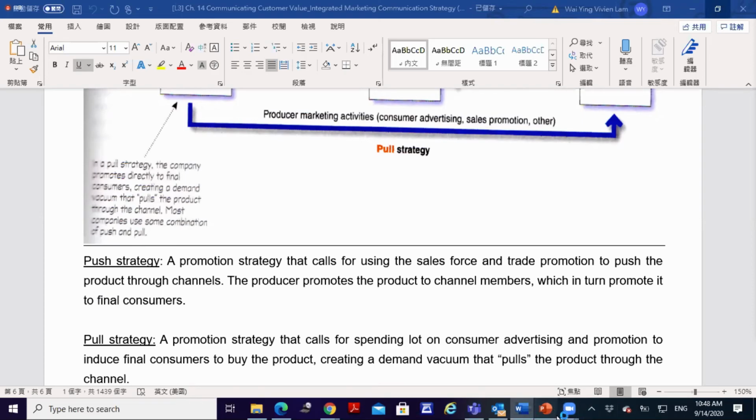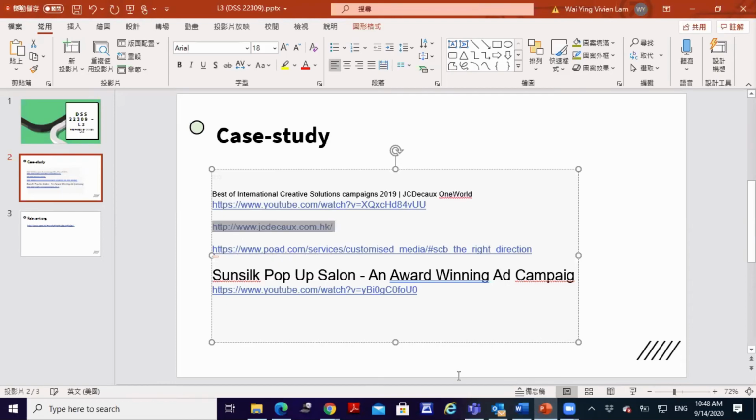And just before we end today's session, I want to show you some of the creative promotion campaigns in 2019. Guys, this year is a very tough year for the event sector, so it's very difficult for me to find some local event ads to share with you.